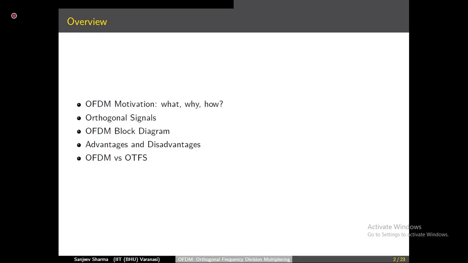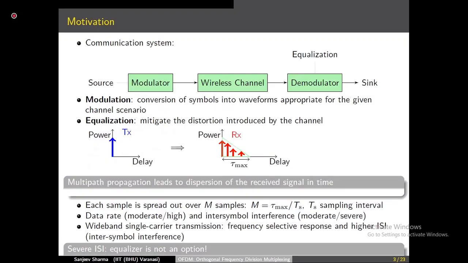The overview of this presentation is: what is OFDM, why we are going to OFDM, and how OFDM works. Then we look at the orthogonal signals property, then the OFDM block diagram, then advantages and disadvantages, then OFDM versus OTFS, orthogonal time frequency space modulation. So that is the whole idea. You have a modulator that modulates the information, then it goes through the wireless channel, then it demodulates. We have synchronization and equalization at the receiver side, then you have a sink that can store the data for you.